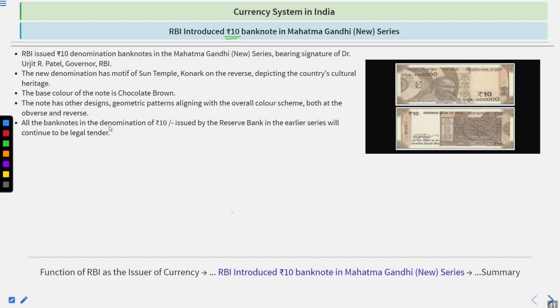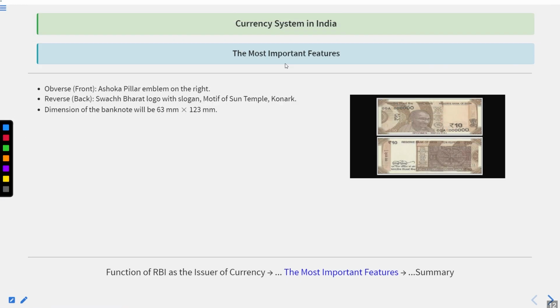All the banknotes in the denomination of rupees 10 issued by the Reserve Bank of India in the earlier series will continue to be legal tender. This 10 rupee note is in the new series. After the introduction of this new series, the earlier series notes that were prevailing before will also be in circulation and would be accepted as legal tender. There will be no switch in them. Got it? The most important features.